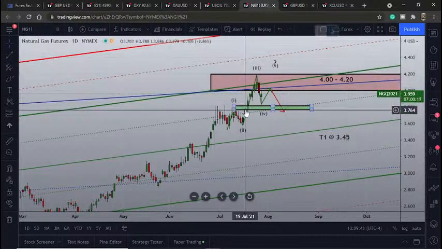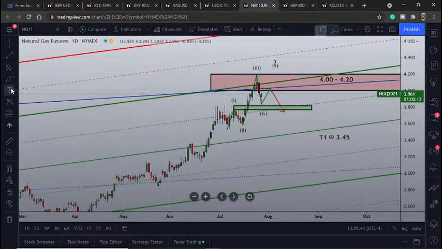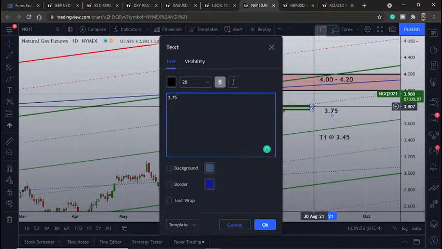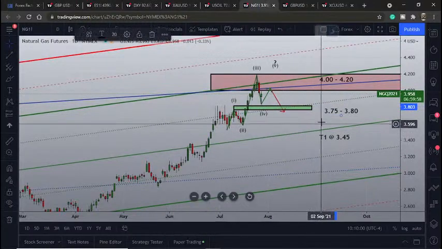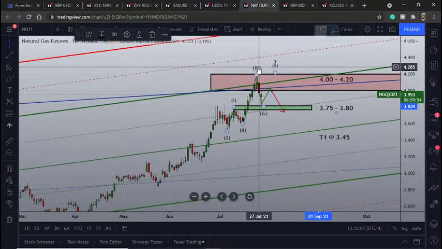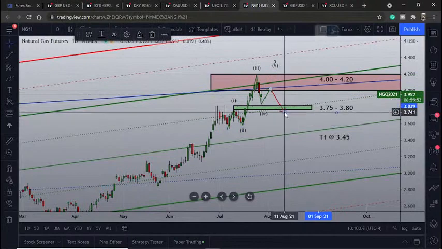Alternatively, if price breaks below the 3.7, well, let me write this up so you guys can actually rewatch this. 3.75 to, let's say, the 3.80 level. A strong decline below there would indicate that we might have topped already and that we can probably get a deeper move to the downside.